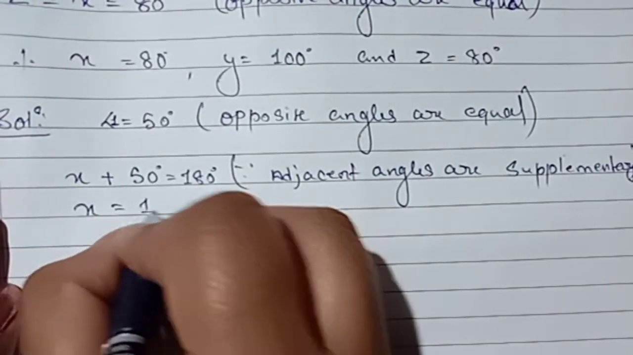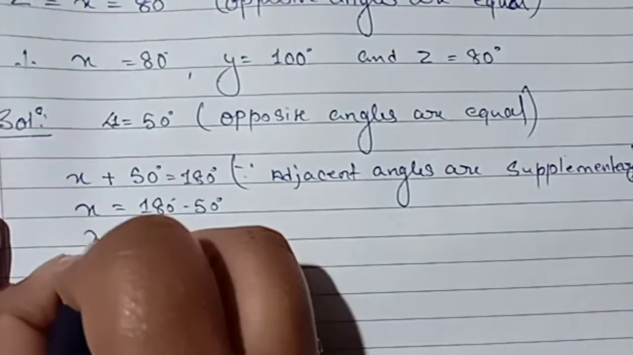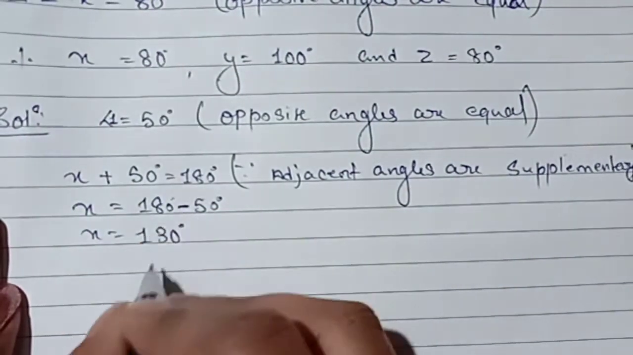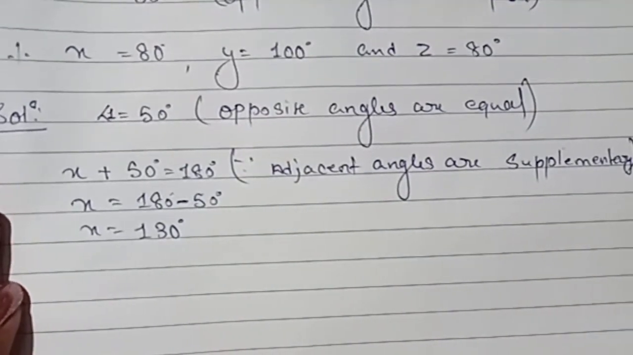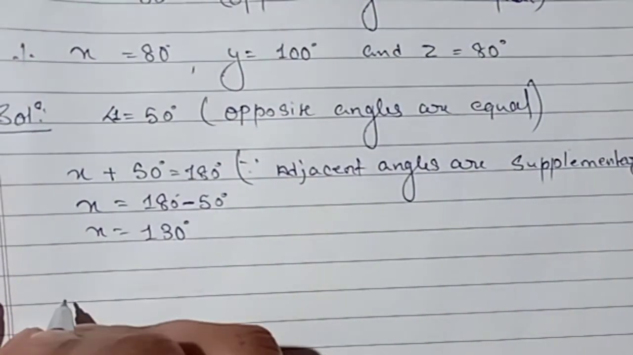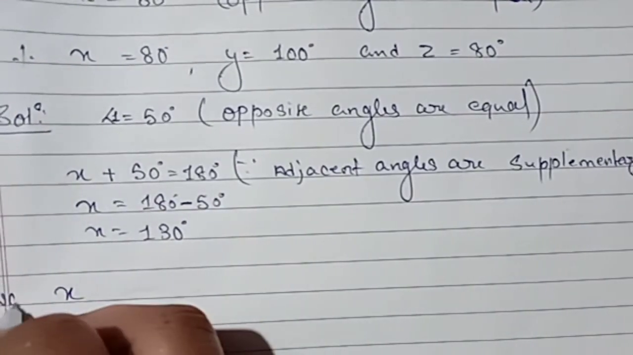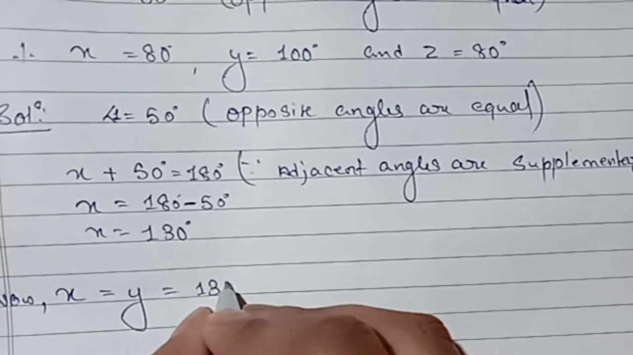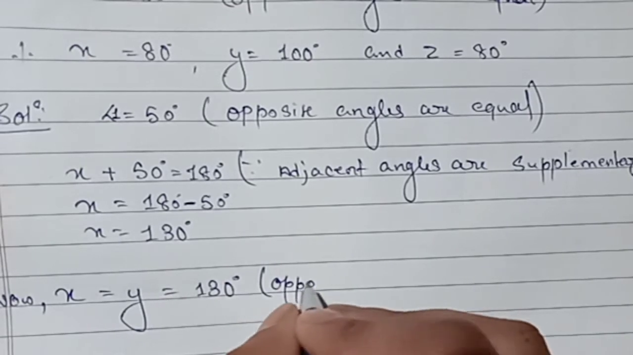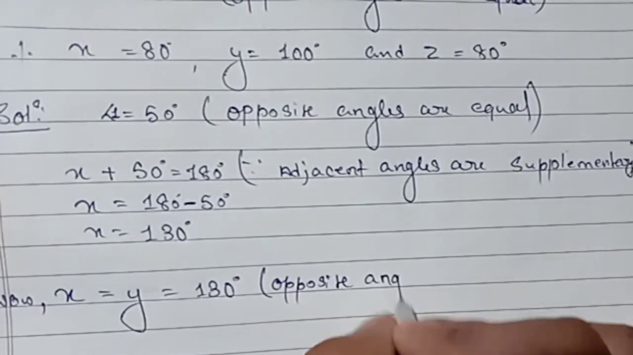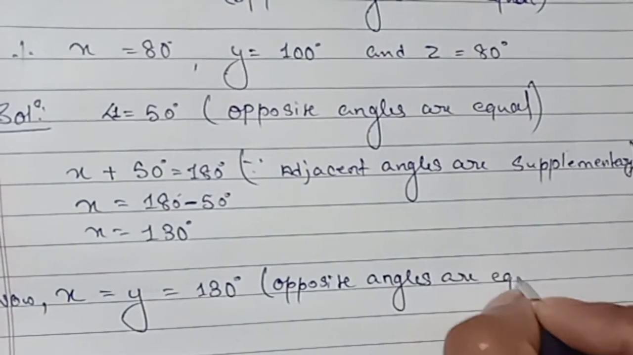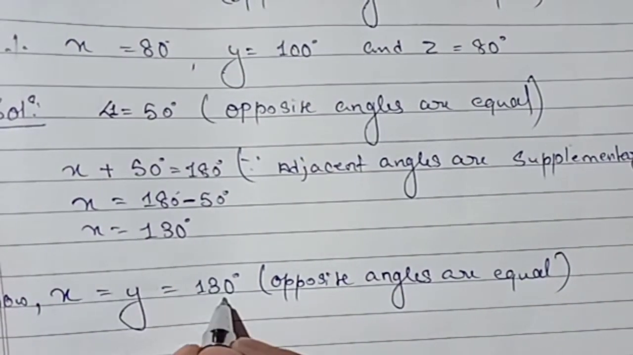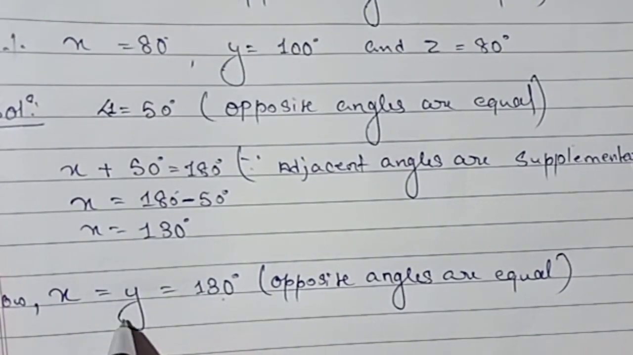So x is equal to 180 degree minus 50 degree. After subtracting we'll get x value is 130 degree. So we got x value. Now x is equal to y is equal to 130 degree, since opposite angles are equal. Please check the question from the book. So we got y is equal to 130 degree. We got x, we got y.